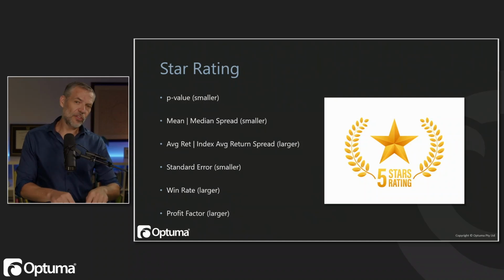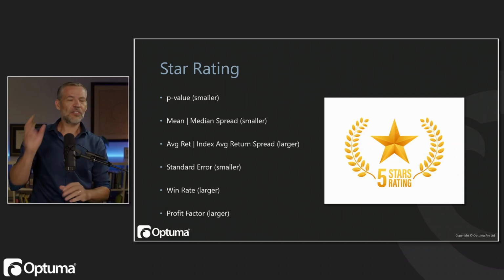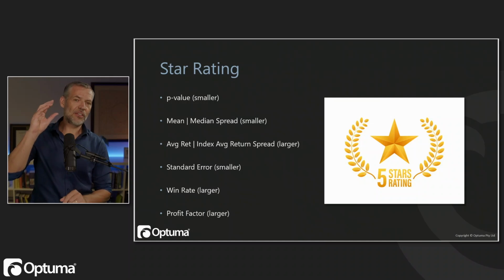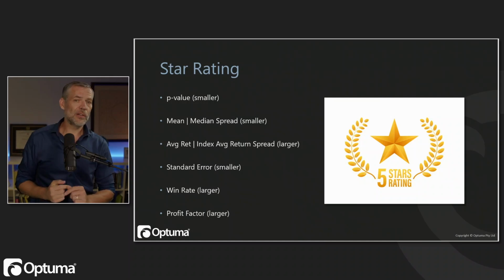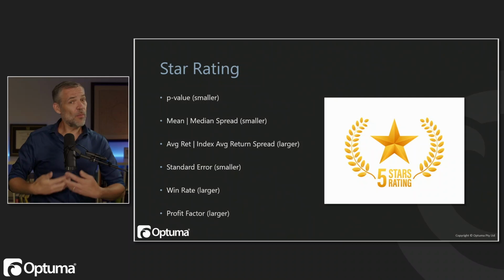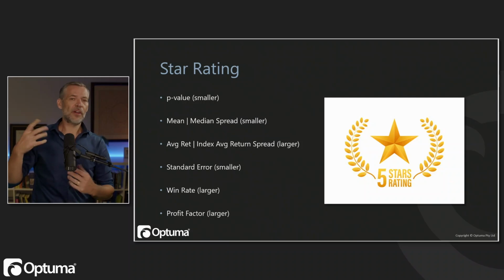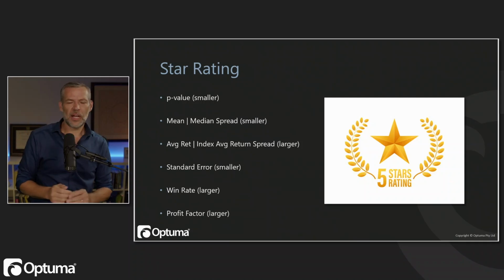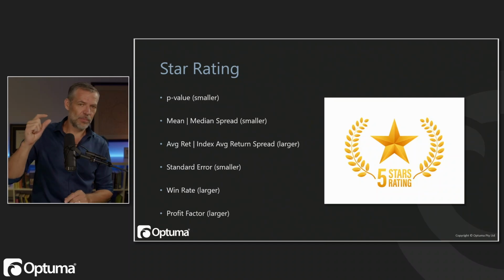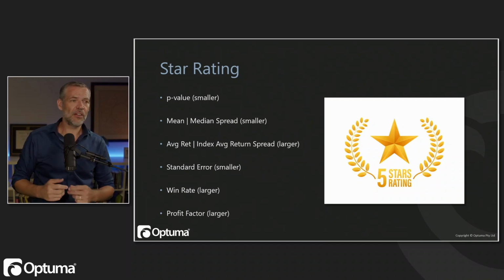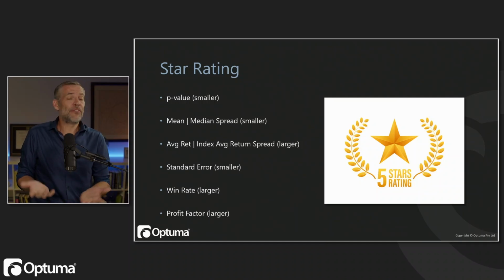So what we use instead for the star rating is standard error. Now, what we do there essentially is we take the standard deviation and we divide it by the square root of the number of signals. So the more signals I have, the lower the standard error will be. But if I've only got 10 signals, then I'm hardly going to bring down that standard deviation, and my standard error will be a fairly large number.